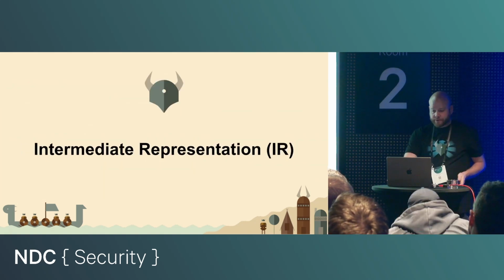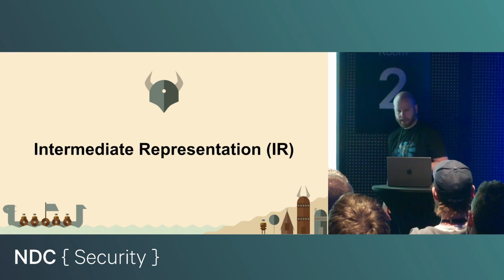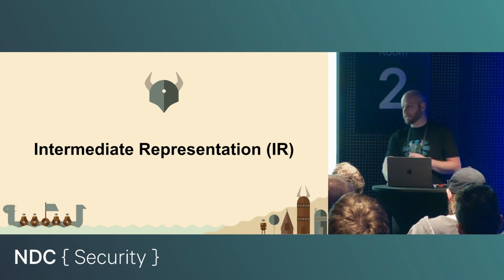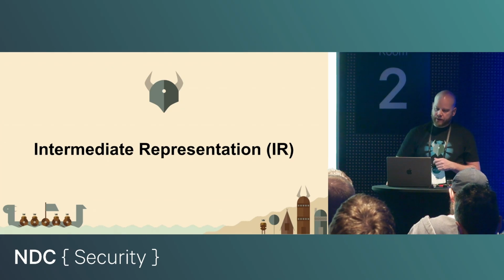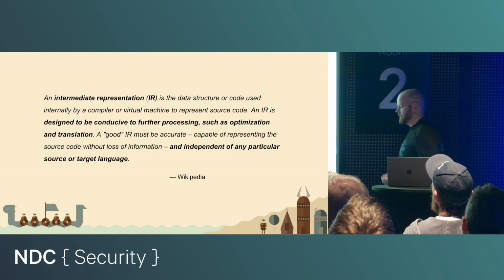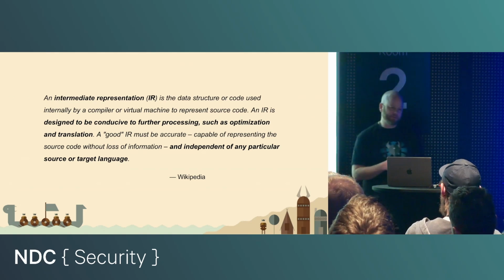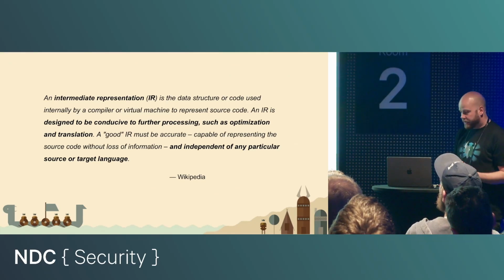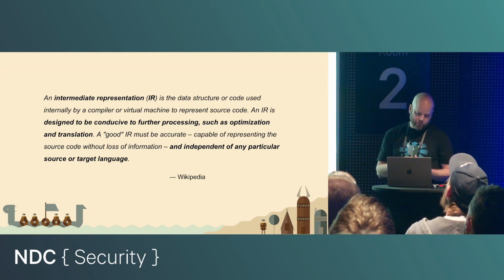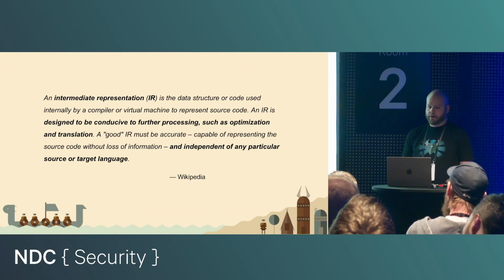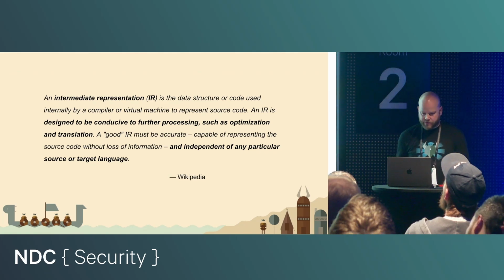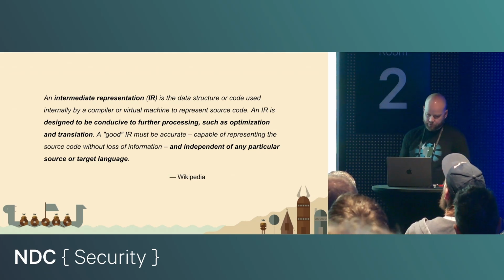So can we have OPA everywhere? Yes, we can. Since 5 or 6 releases ago, and we release monthly, so it's basically half a year ago, a new feature of OPA is that, in addition to WASM, we can generate an intermediate representation. From the Wikipedia article on the topic, it says an intermediate representation is the data structure or code used internally by a compiler or virtual machine to represent source code. And IR is designed to be conducive for further processing, such as optimization and translation. That sounds like what we're going for, right?